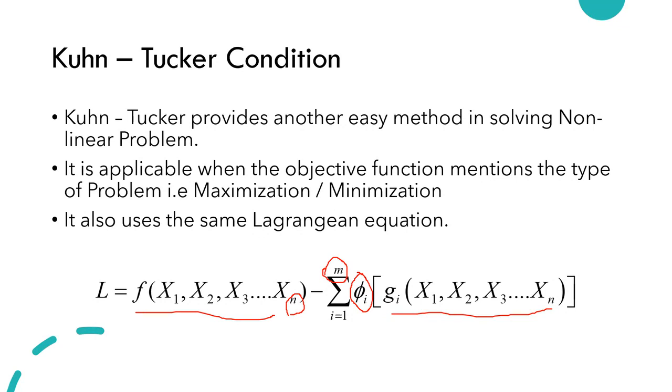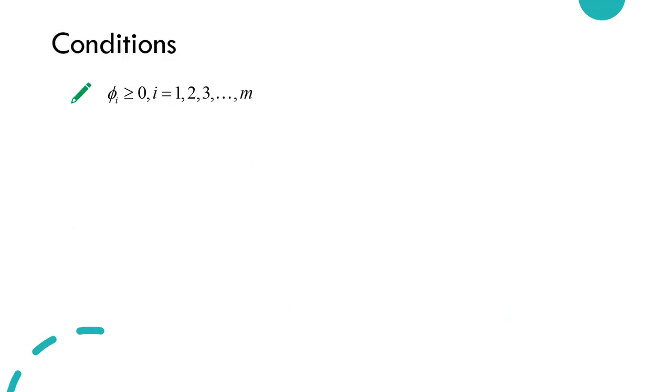Now let us proceed with the conditions used here. There are 4 conditions, which we will discuss one by one. The first one is phi i is always greater than or equal to 0 for i equal to 1 to m. As we discussed earlier, m indicates the number of constraints. If you have 3 constraints, then phi 1 is greater than or equal to 0, phi 2 is greater than or equal to 0, and phi 3 is also greater than or equal to 0. That is what it indicates.